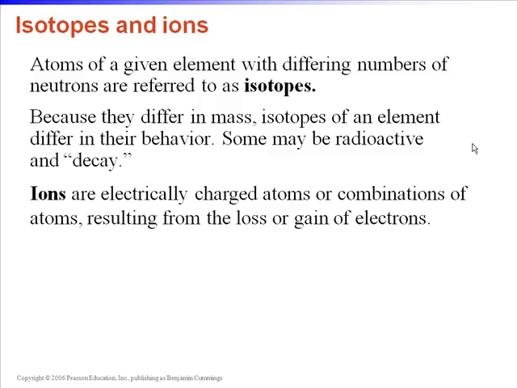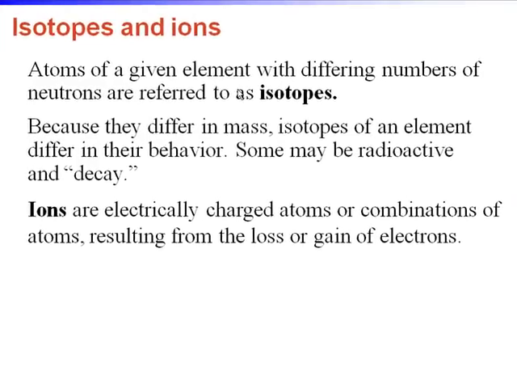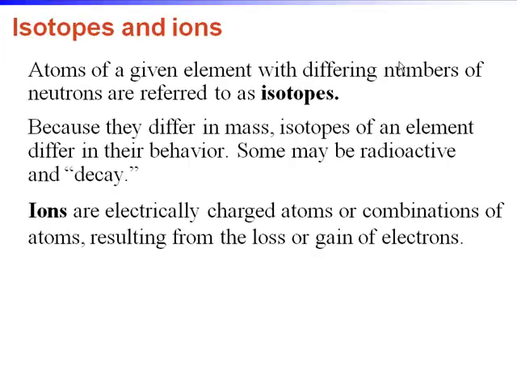Let's talk for a second about isotopes and ions. Start with isotopes. Atoms of a given element with differing numbers of neutrons are referred to as isotopes. Okay? Differing numbers of neutrons.